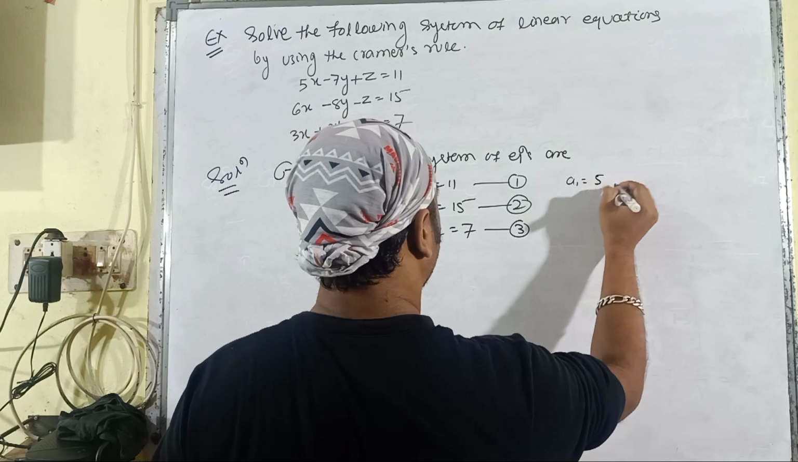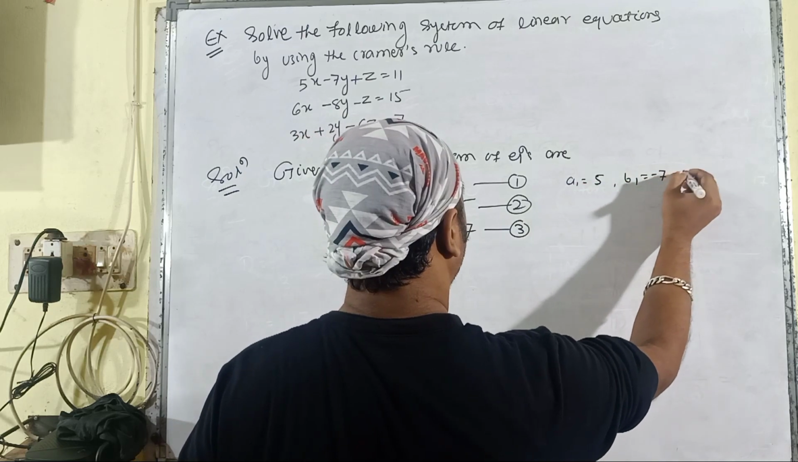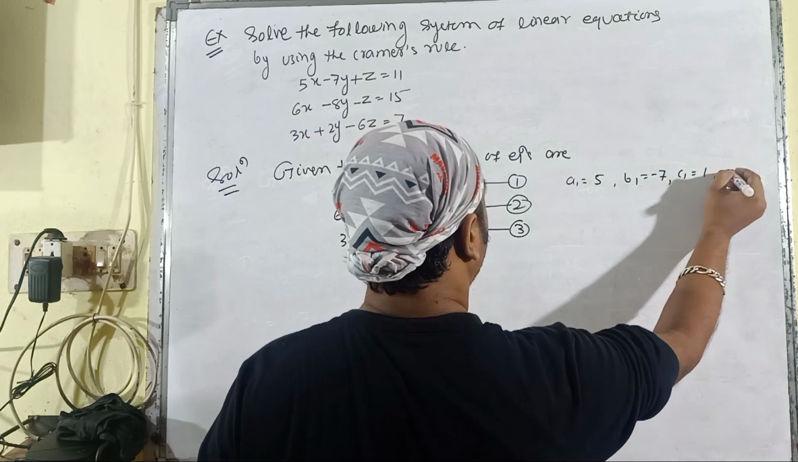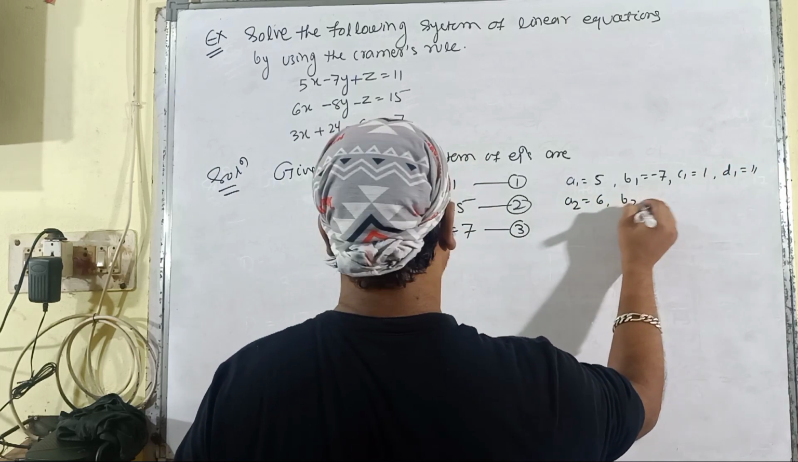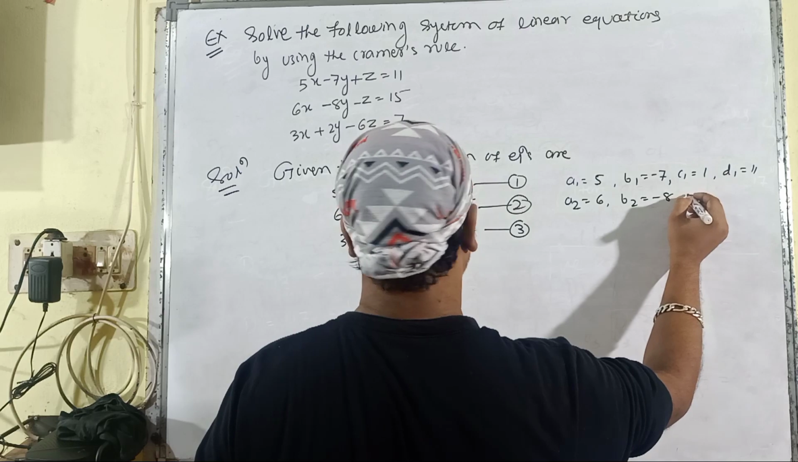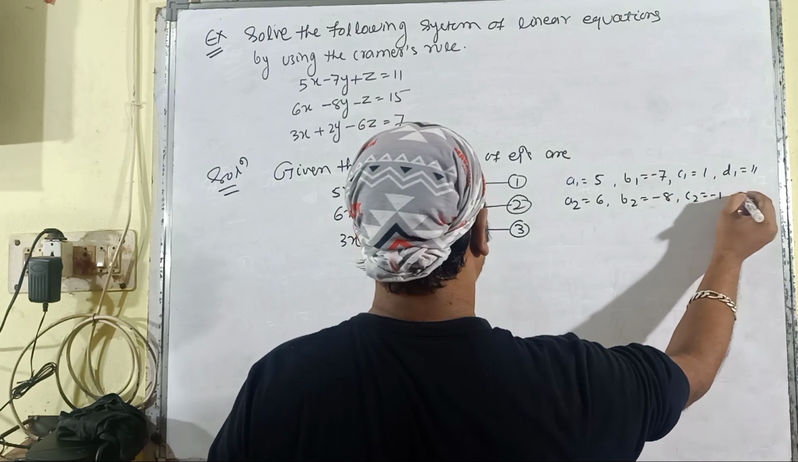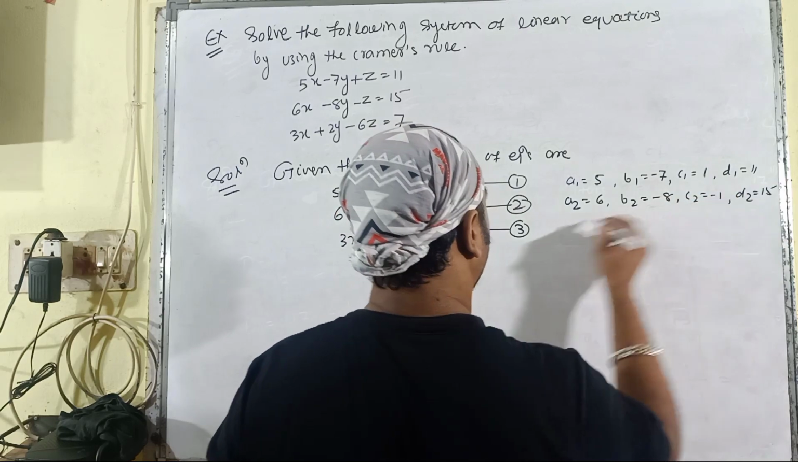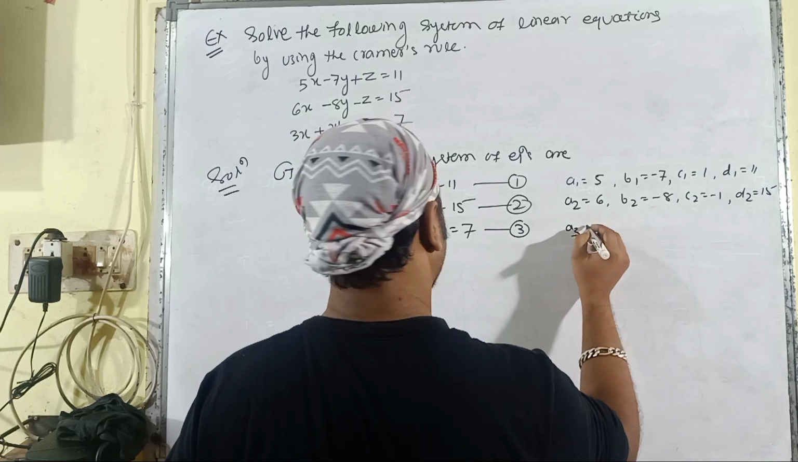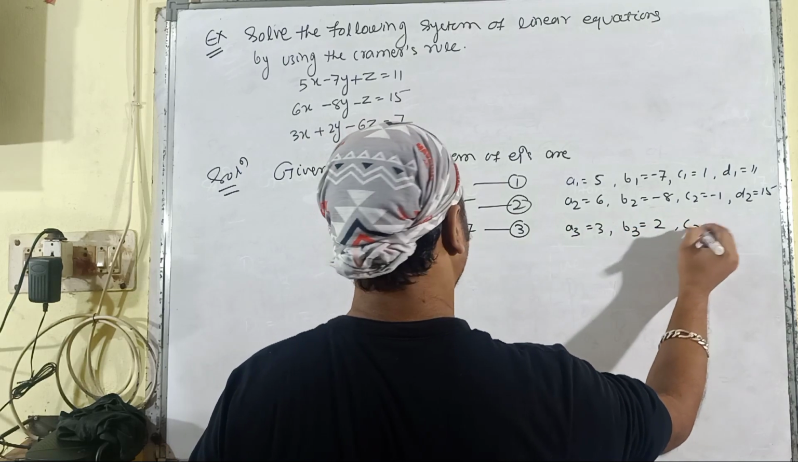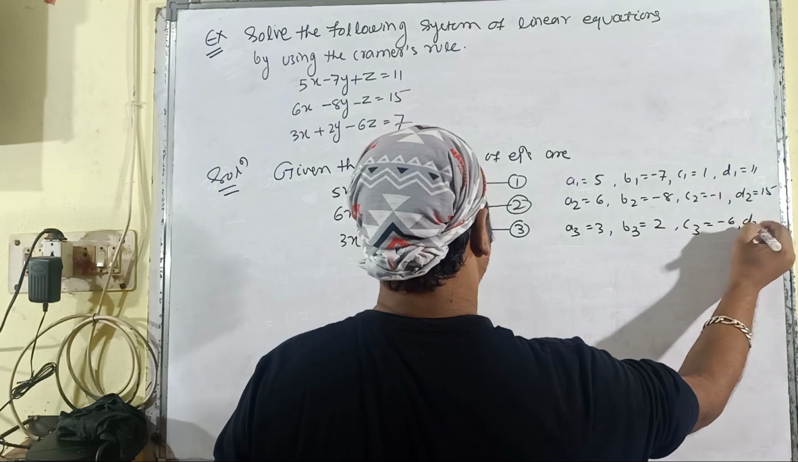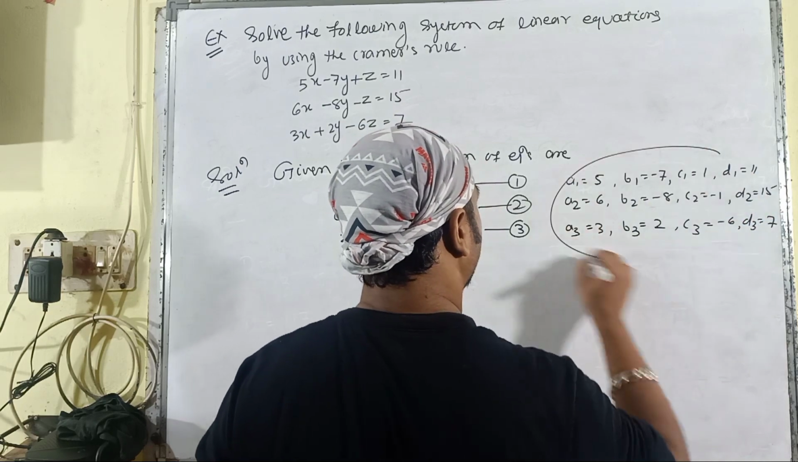a1 is equal to 5, b1 is equal to minus 7, c1 is equal to 1, d1 is equal to 11. Then a2 is equal to 6, b2 is equal to minus 8, c2 is equal to minus 1, d2 is equal to 15. Now it is the time for a3 is equal to 3, b3 is equal to 2, c3 is equal to minus 6, d3 is equal to 7.